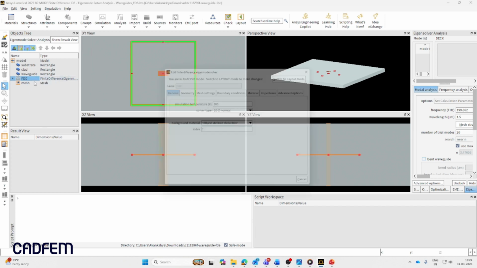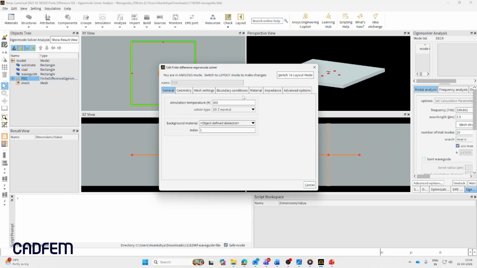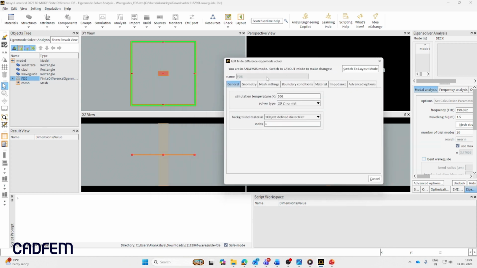Moving on to meshing, the mesh has been primarily applied to the central region, focusing on the waveguide core. The FDE solver utilizes a rectangular Cartesian mesh. In general, a finer mesh results in higher simulation accuracy. In this case, the mesh is refined around the core structure to ensure precise results. By selecting the waveguide region for meshing, the solver prioritizes accuracy where it matters most.